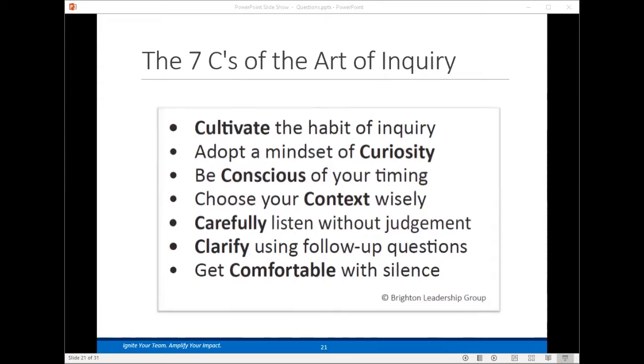Anything else you'd like to comment on, Bob, in the 7 C's of the art of inquiry? Anything that catches your attention? I think we've captured it. Maybe our participants have another thought on one of these words.